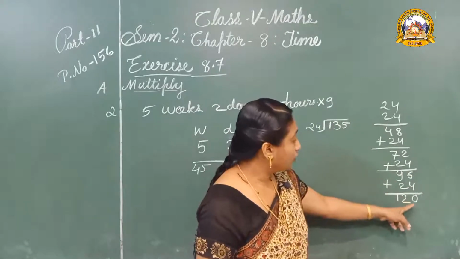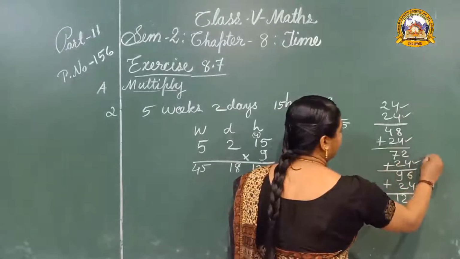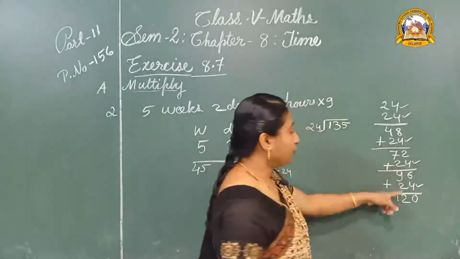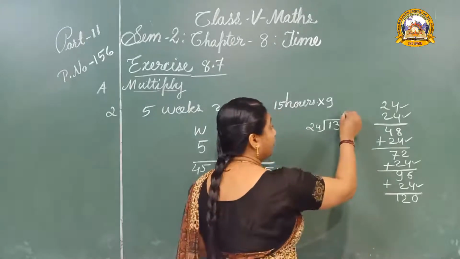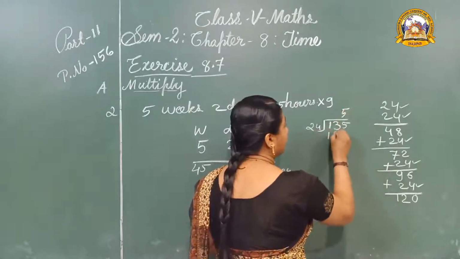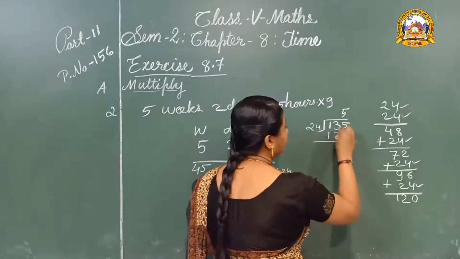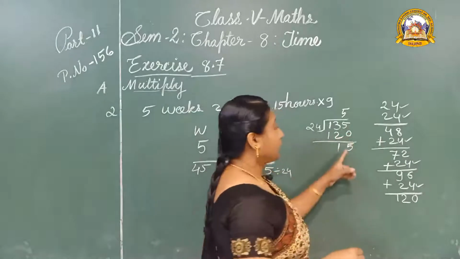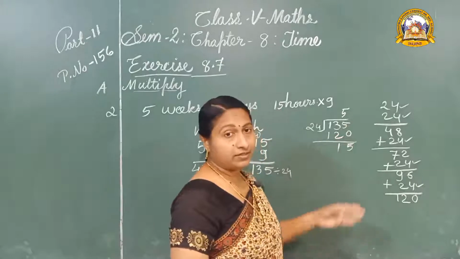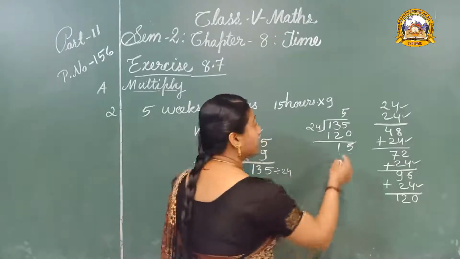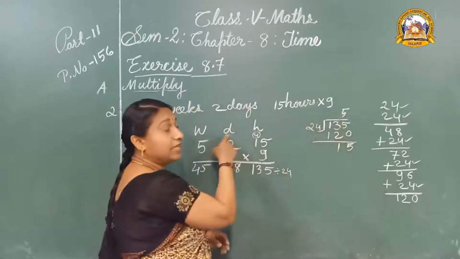So we can say 120. How many 24s are there? 1, 2, 3, 4, 5. 5 24s are equal to 120. 5 times 24, 120. What is the remainder? 135 minus 120, 15. Here 15 is less than 24 now, so we can't divide this number by 24. You know that. Then here how many? Yes, 5 will go to days.